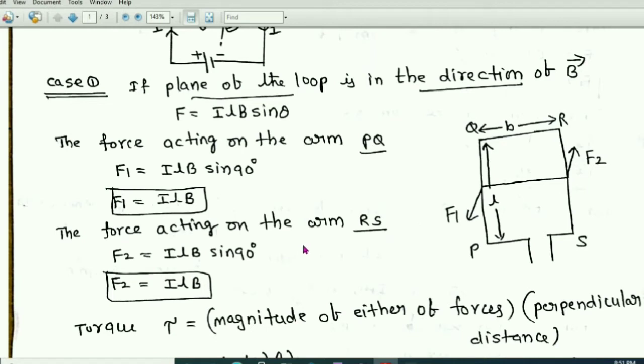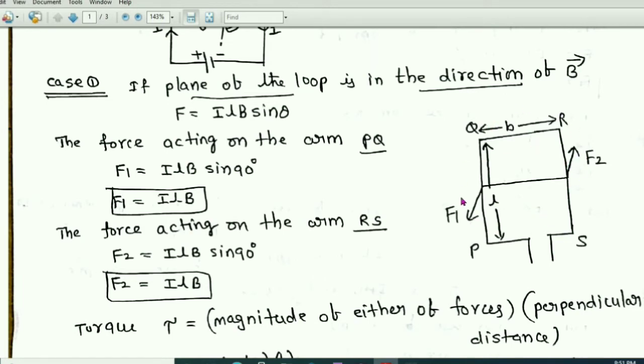Now these two forces are equal in magnitude, that is ILB and ILB, but opposite in direction. But the line of action of these two forces is different. So due to the different lines of action, a couple is produced by these two forces. Due to that couple, the rectangular loop rotates in the anti-clockwise direction.